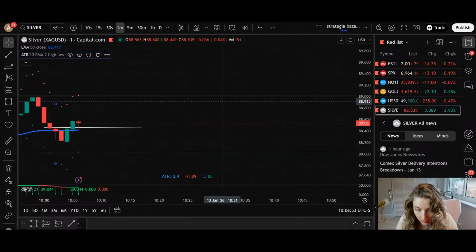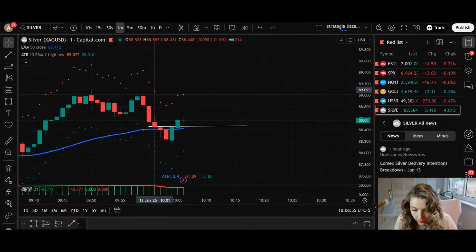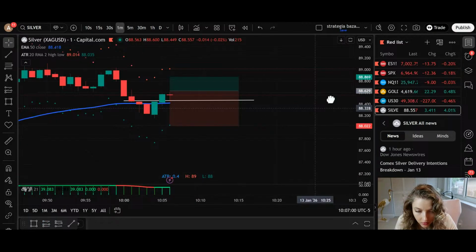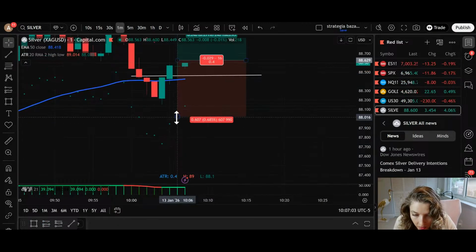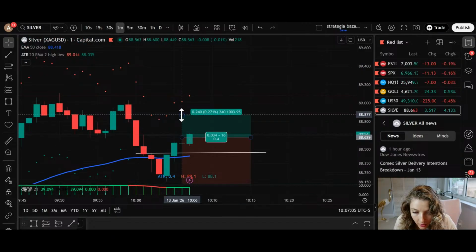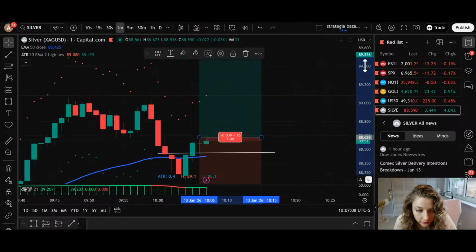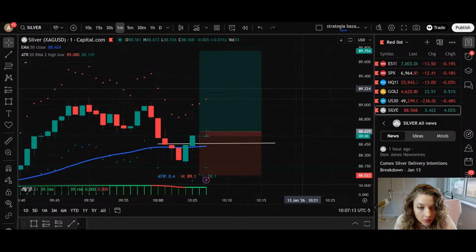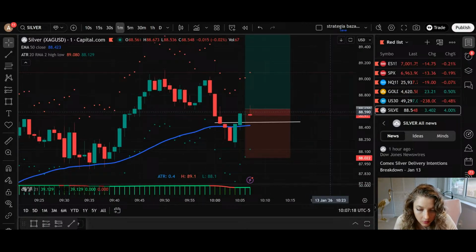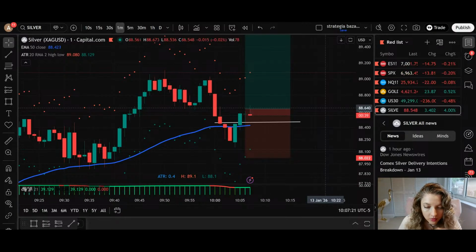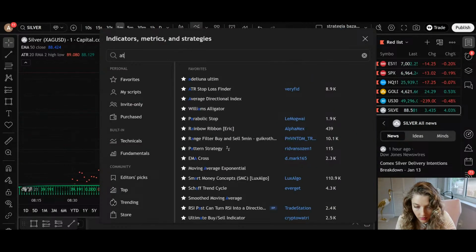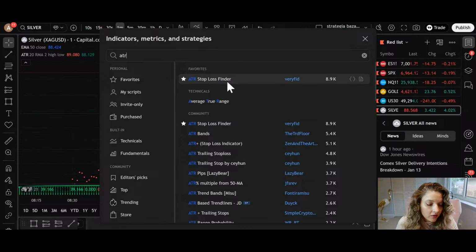So if I go on a silver, that's what I will do. Stop loss: you see the ATR right here? And take profit too. The ATR is stop loss finding. That's how I use it, to find the stop loss. That's how it's called, actually, the ATR stop loss finder.